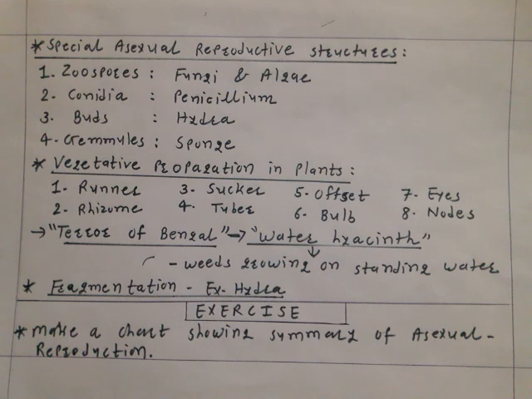Seventh, eyes. Eyes form in potatoes. Through formation of eyes, a new plant is developed through the vegetative propagation method. Eighth, nodes. In some plants, formation of nodes takes place. These nodes are also useful for vegetative propagation in plants. This method, vegetative propagation, is also useful economically for farmers, so they can produce a large number of plants on their farm.